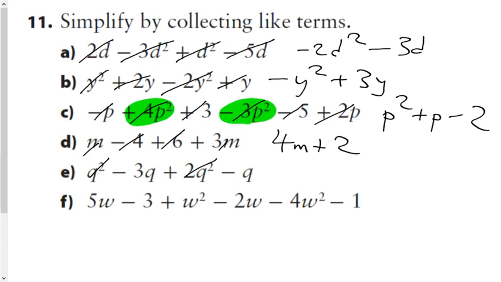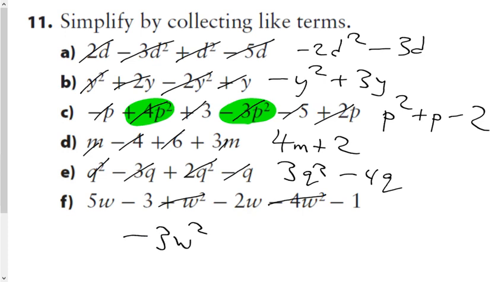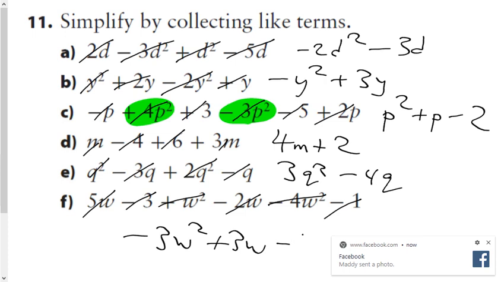2q squared and q squared is 3q squared. Negative 3q and 1q is negative 2q, negative 4. And finally, the last one, positive w squared and negative 4w squared is negative 3w squared. Positive 5w and negative 2w is positive 3w. And negative 3 and negative 1 is negative 4.